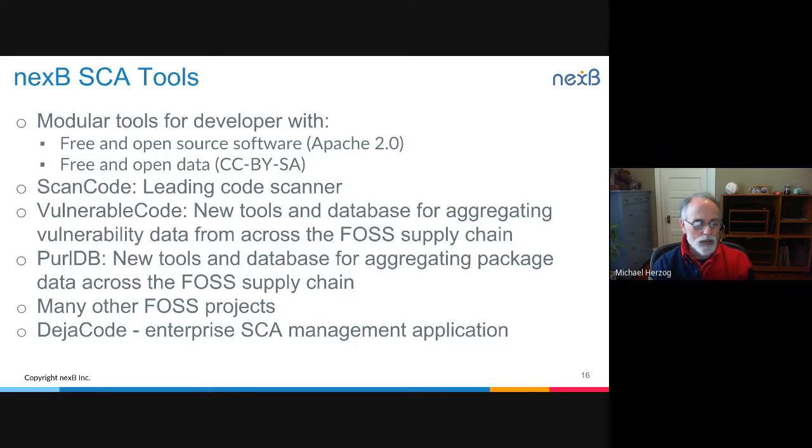And then, as the SCA management layer, we have a product called DejaCode. This is currently a proprietary product. We're thinking about how to open source it. It brings together all these other pieces. Some organizations want to put their own management application together. Some people are looking for something that's packaged software. So there's no requirement to use DejaCode, or to use any of our other tools. They're all quite independent.